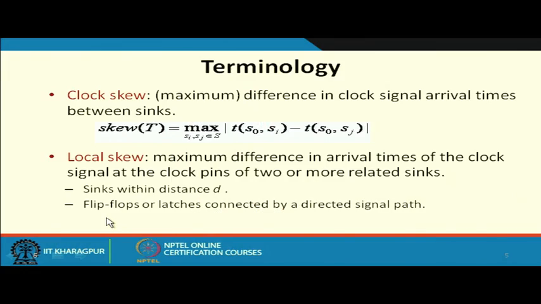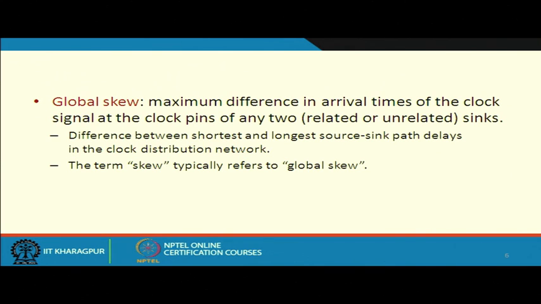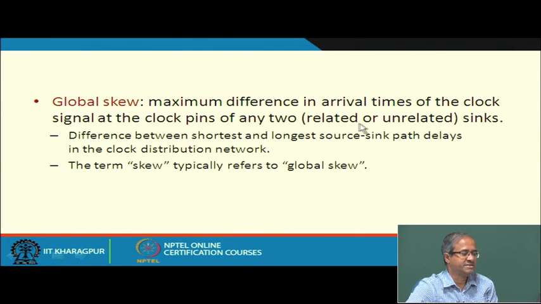So, if you now look at global skew, global means I am looking at it across the chip. It is the maximum difference in arrival times for any two sinks, they may be related, they may be unrelated. So, with respect to the whole clock distribution network, we are looking at the difference between the shortest and the longest source sink paths. When you refer to skew, we actually refer to global skew, but for a practical problem, local skew can be more important to you, because you need not minimize skew globally. For better performance, you can concentrate on the local elements and try and limit skew on those local elements only, right. Fine.